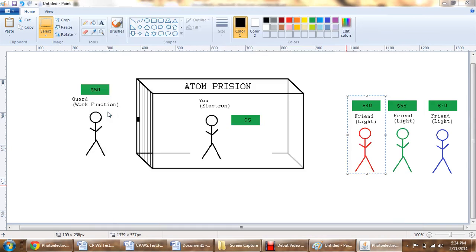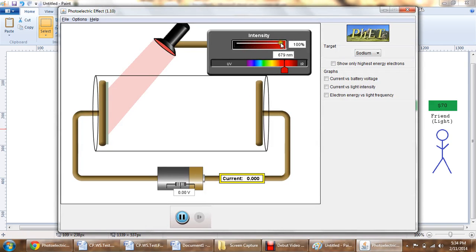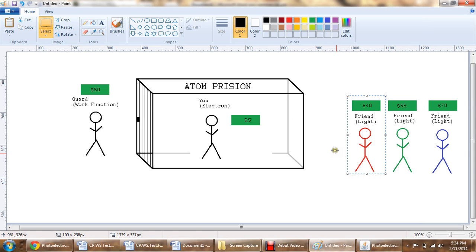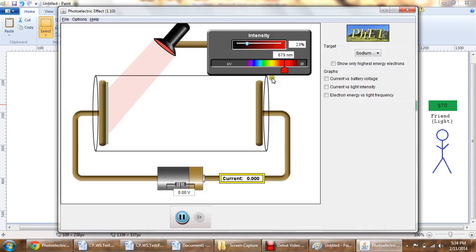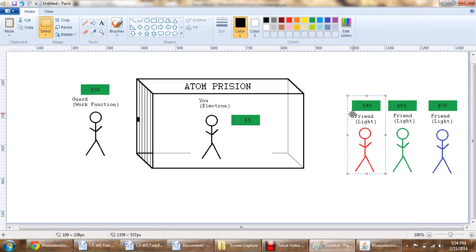They're still trapped. Why doesn't the brightness do anything? We can see low brightness, high brightness doesn't do anything. Just like we saw if we went to purple, even low intensity purple light still releases electrons. High intensity can release a little bit more.